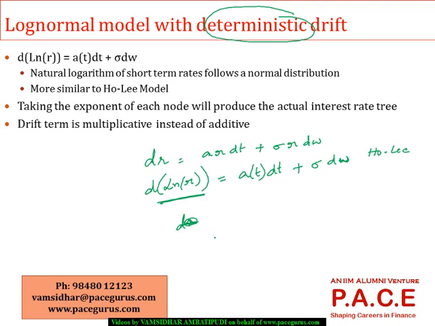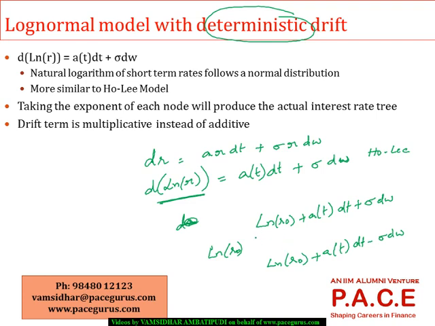So which means if at all I have to create an interest rate tree, probably I'll start with log r, the current r, and I would be adding log r plus a of t dt plus sigma dW, and similarly log r plus a of t dt minus sigma dW. These are the logarithms of the interest rate. So if I really have to model the interest rates, then probably I am taking e power of them. E power log r naught is actually becoming r naught. So it is becoming r naught times e power a of t dt plus sigma dW. And the downside is becoming r naught times e power a of t dt minus sigma dW.